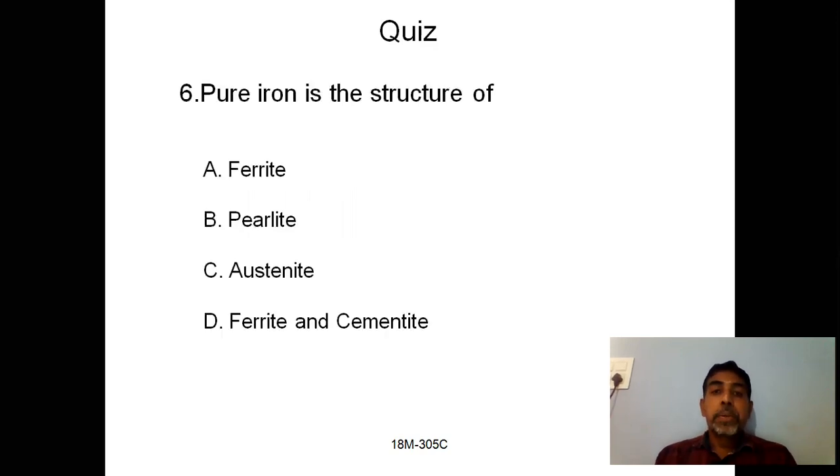And the structure of the purest iron: pure form of iron is nothing but ferrite. Okay, so which structure has pure iron? Ferrite. So 100% ferrite.